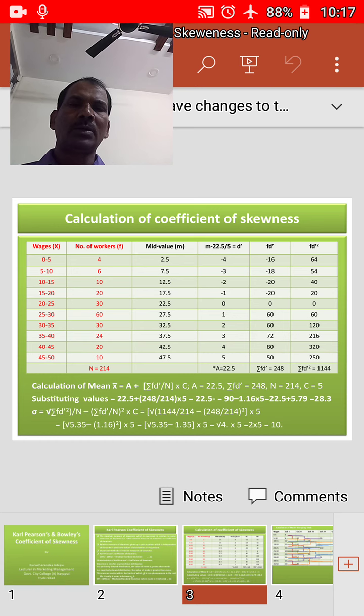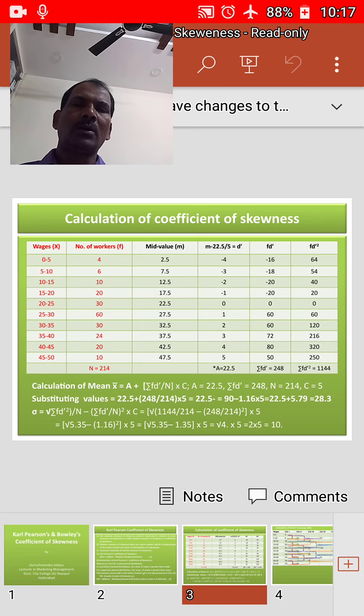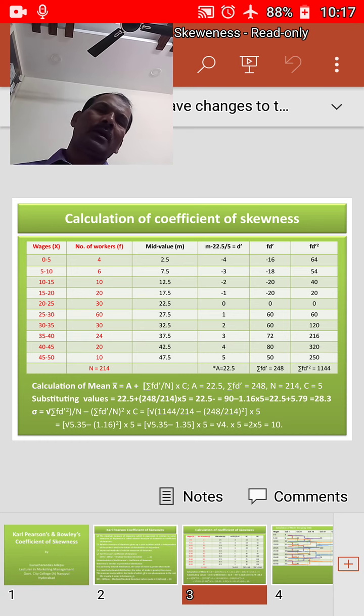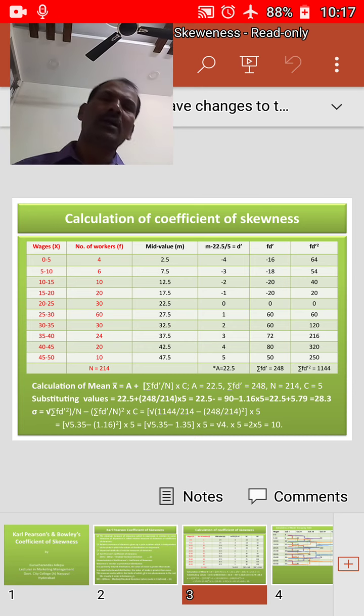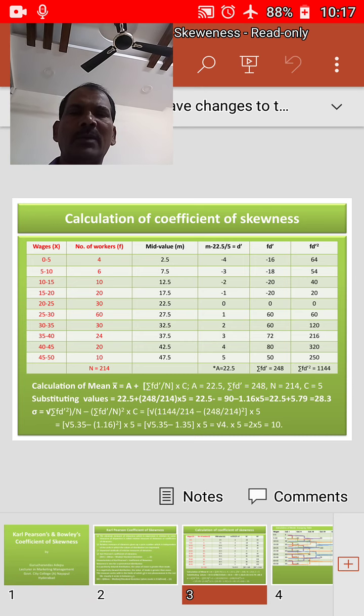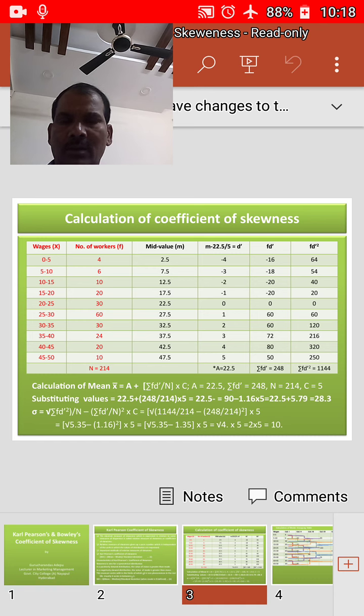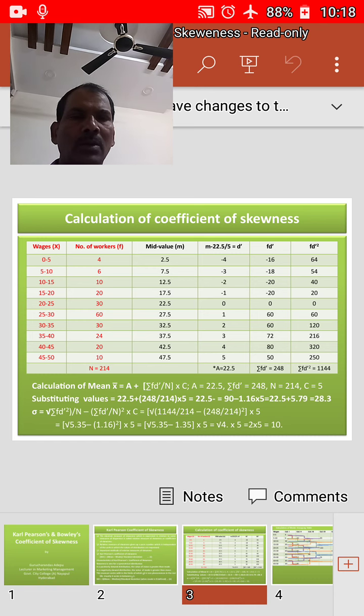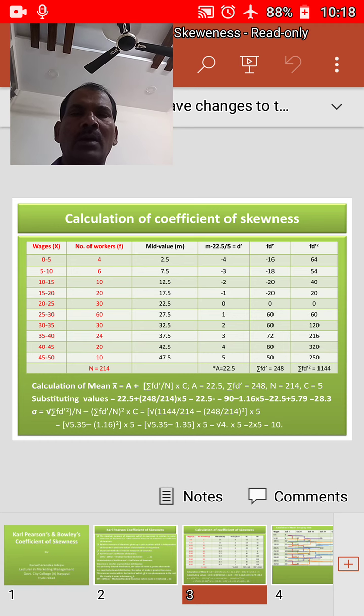Now what you got, d dash, needs to be multiplied with the given frequency f in order to get the fd dash. That is, the sum of the product of frequencies and deviations is required to substitute in the formula. In order to get the value fd dash, minus 4 is the d dash value for the first class, and f is 4.